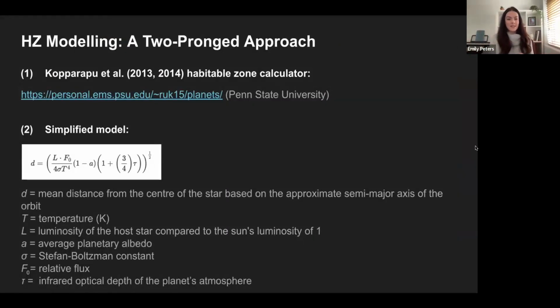But using some of the data that was pulled from my observations and some of the data available in existing literature, I went on to apply 2 models to try and measure the habitable zone around the stars for these 3 exoplanet targets.